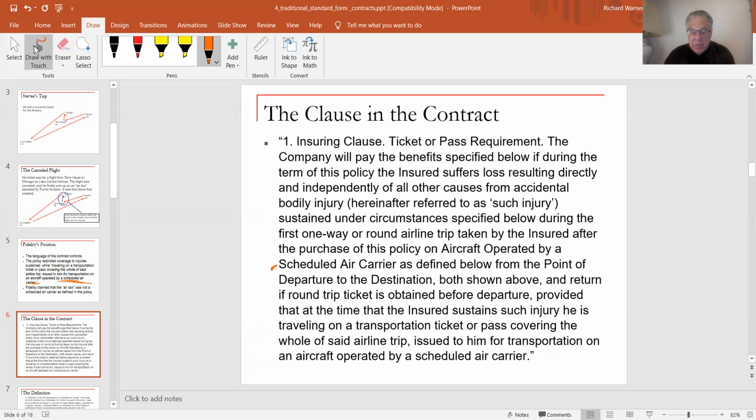That is the critical phrase, as defined below, from the point of departure to destination, both shown above, and return if round trip ticket is obtained before departure, provided that at the time that the insured sustains such injury, he is traveling on a transportation ticket or pass covering the whole of said airline trip issued to him for transportation on an aircraft operated by a scheduled air carrier. So what we want to know is, is the Turner Aviation, quote, air taxi charter, a scheduled air carrier as defined in the policy?